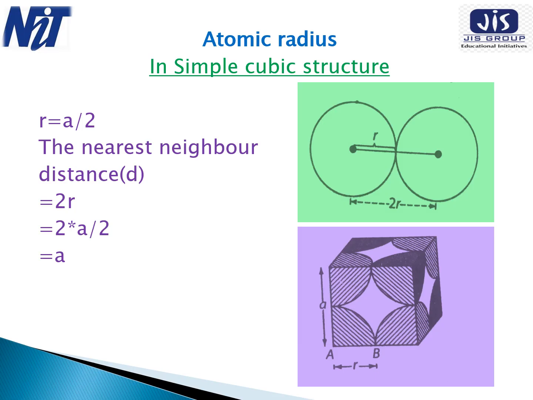The nearest neighbor distance d is 2r. Now if we put the value of r as a by 2, we will get a. So the nearest neighbor distance d for simple cubic structure will be a.